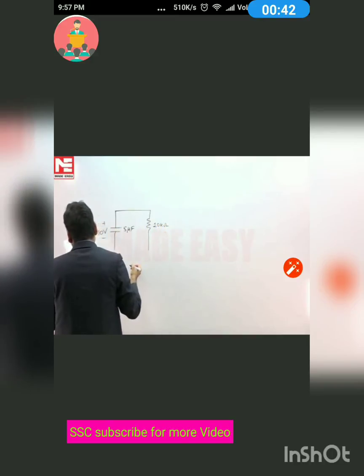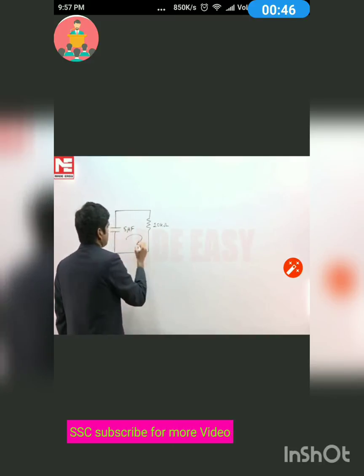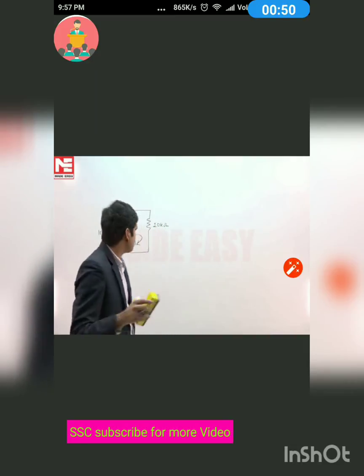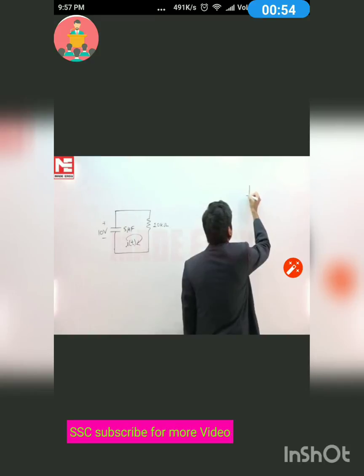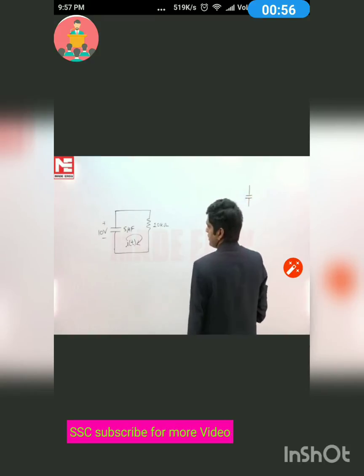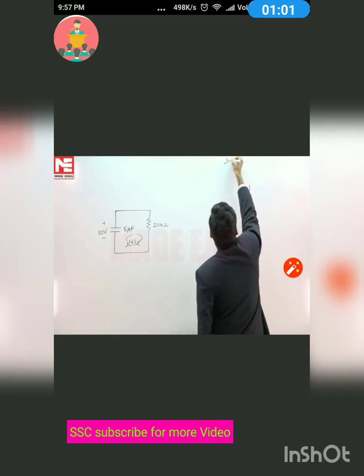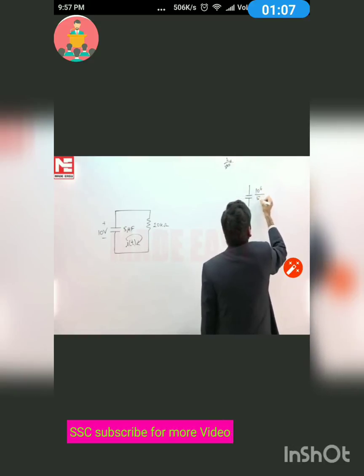at t equal to 0 and is allowed to discharge. The expression for the discharge current, this i(t), we need to calculate. Let us convert the given circuit into the Laplace domain. So we can write 1 upon Cs, so 1 upon 5 into 10 to the power minus 6. So it is 10 to the power 6 upon 5s.